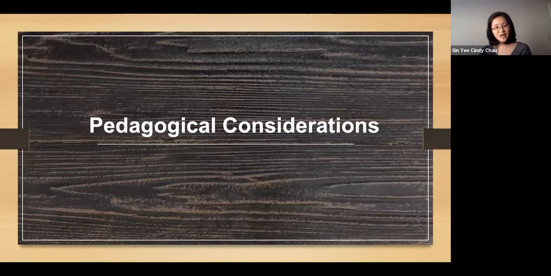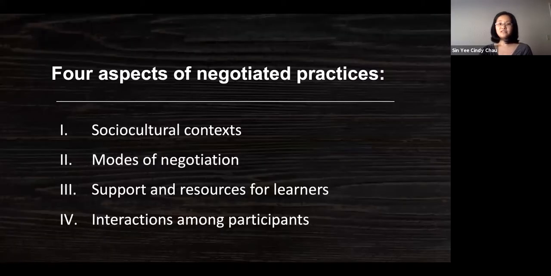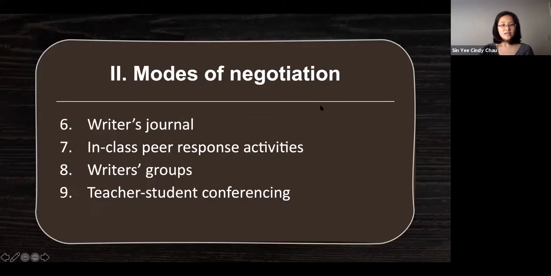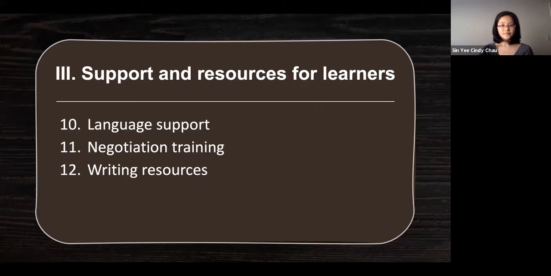If they are not aware of it, it's hard for them to describe it or even discuss it. So what are some ways we can help them? I consider these negotiated practices in 4 aspects: sociocultural contexts, modes of negotiation, types of negotiation, support and resources for learners, the language we give them and strategies we give them.